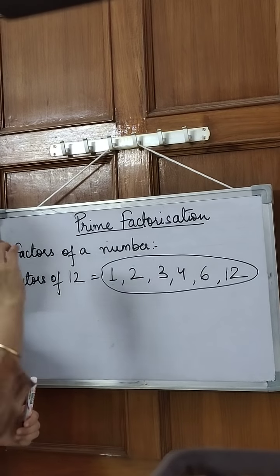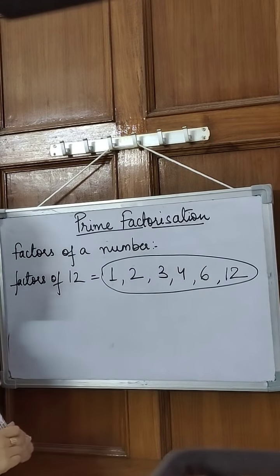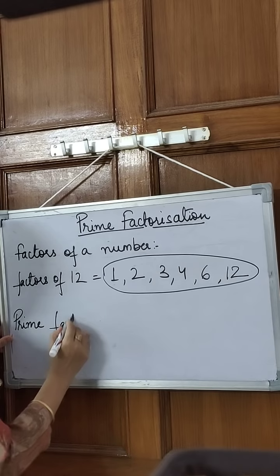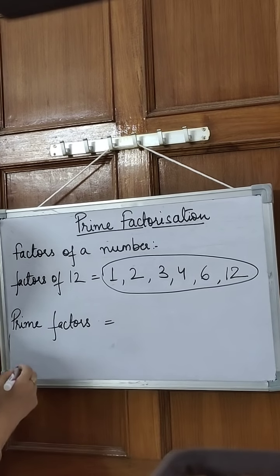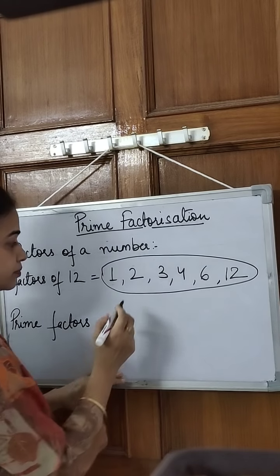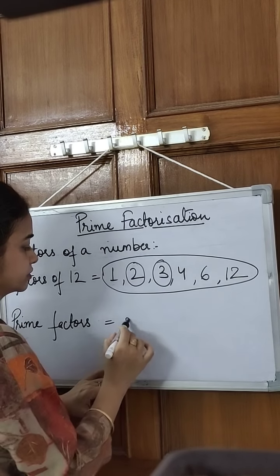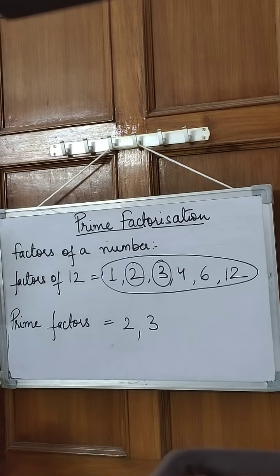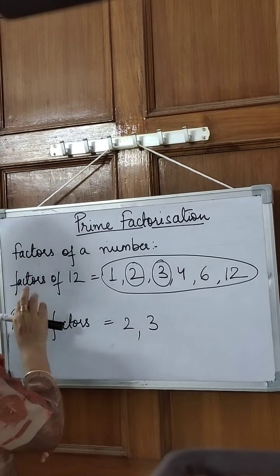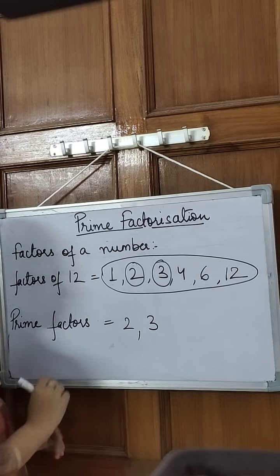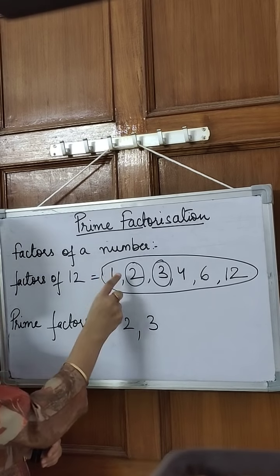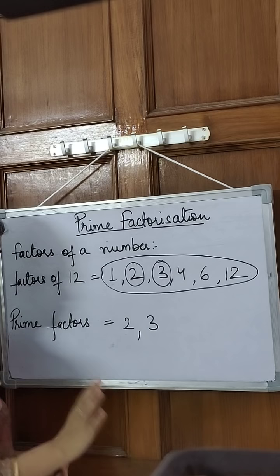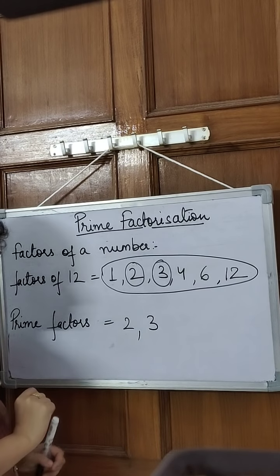Now, there is a word along with factorization written here, that is prime. So, you all know what prime numbers are. So, from these factors, let's find out what the prime factors of 12 are. So, the prime factors of 12 are 2 and 3. So, 2 and 3 are prime factors of 12. Now, this is factors of 12, and this is prime factors of 12. So there is one difference: when we talk about only factors, we write all factors. But when we talk about prime factors, we write only prime numbers. So these two are the prime factors of 12.